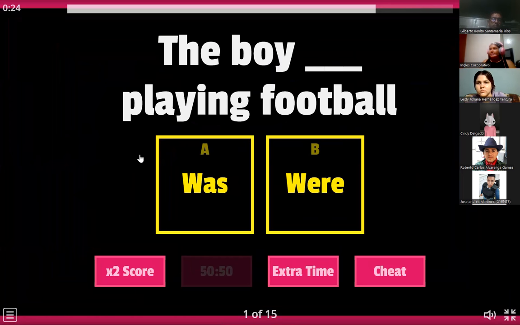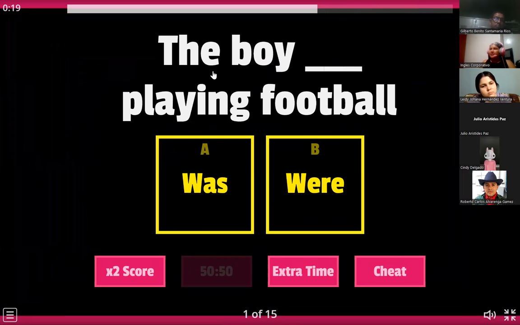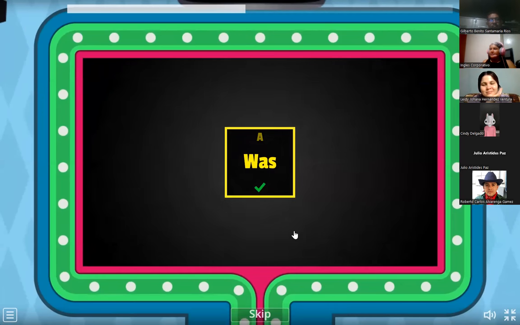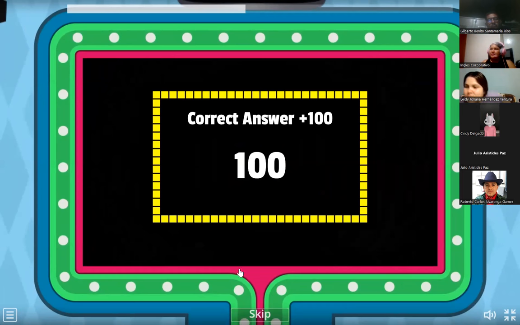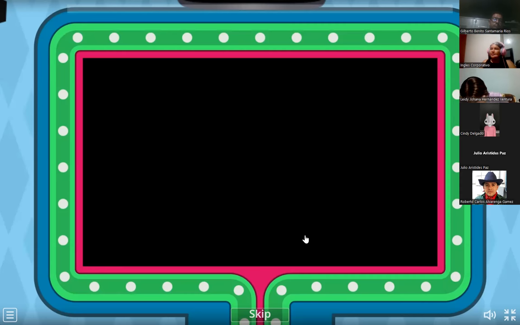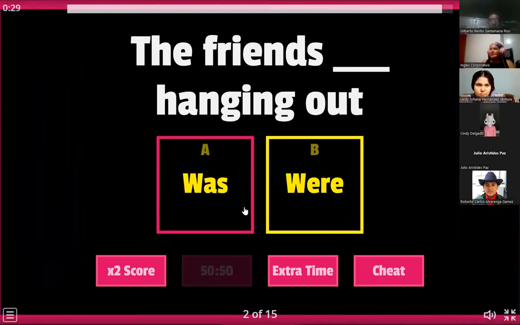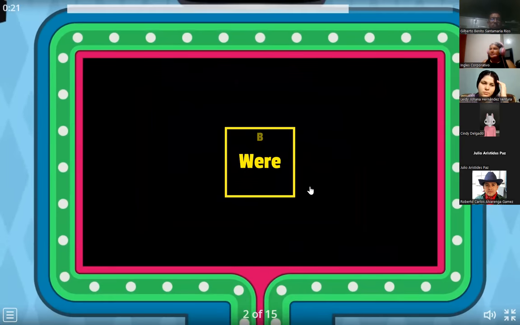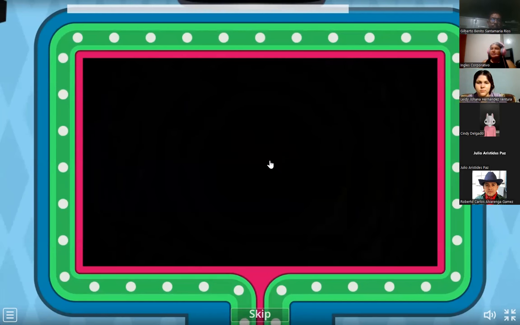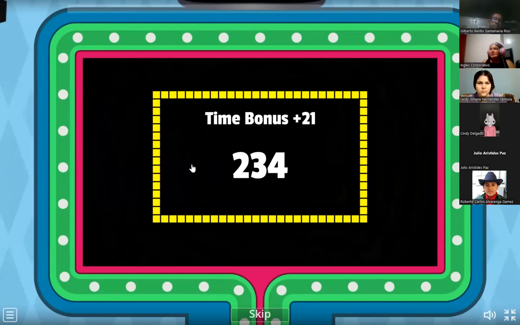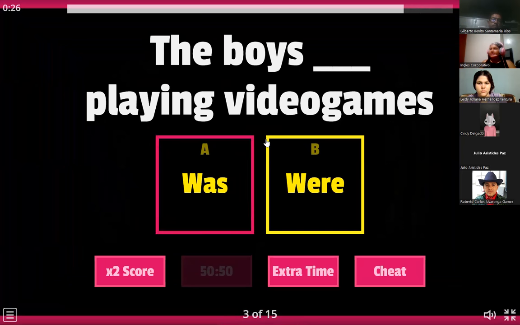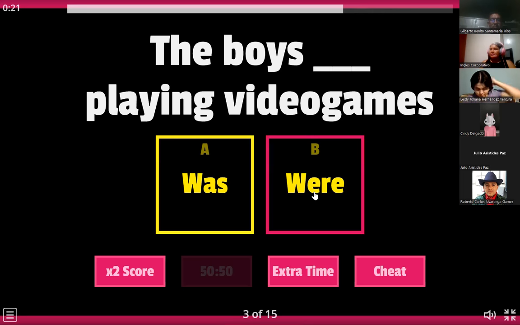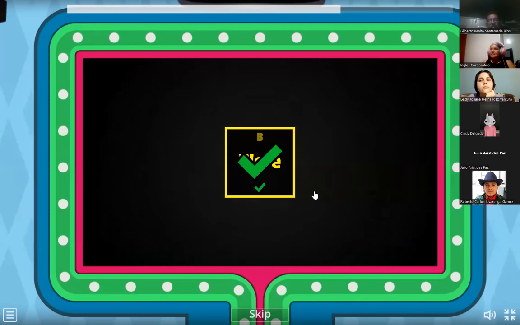Okay, according to what I explained yesterday, what will be the correct use of the verb agreement here? The boy was or were playing football? Was. Okay, very good, because it is just one person, right? It's singular. Good. So, then we have number two. The friends, was or were hanging out? Were. Very good. Because we are speaking about more than one. It is plural. Okay, the boys, was or were playing video games? Were. Okay, very good.